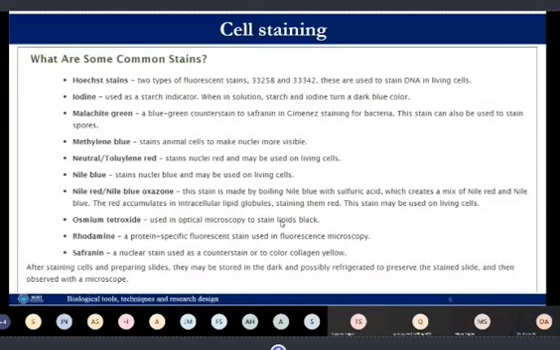Rhodamine stain is a protein-specific fluorescent stain used in fluorescence microscopy. Safranin, a nuclear stain, is used as a counterstain to color collagen, and it gives a yellow color. When you are done with the staining process, you can store the stained slides at low temperature in a refrigerator, and you can observe them under the microscope whenever required.